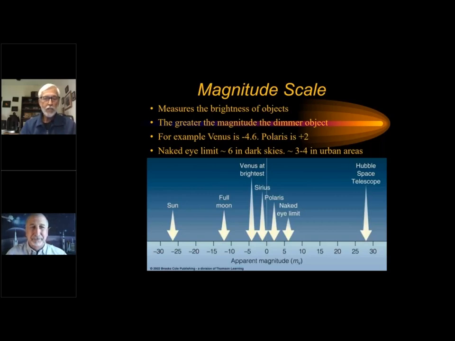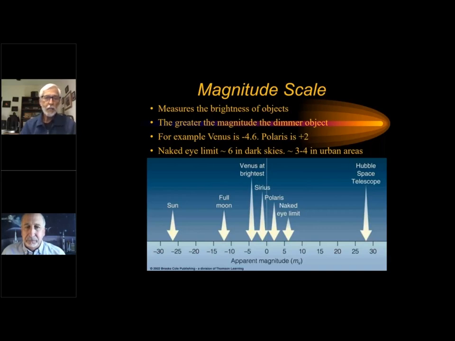If you look at the chart down below, you can see on the far left there's a very large negative number, and that is the brightness of the sun. I think it's -26. If you move up the scale, objects become dimmer. You get to a full moon, and Venus is still a minus number, -4.6. You travel a little further and you get to Polaris, which is a +2. So between Polaris and the naked eye limit is where you can expect to be able to see comets in the sky.